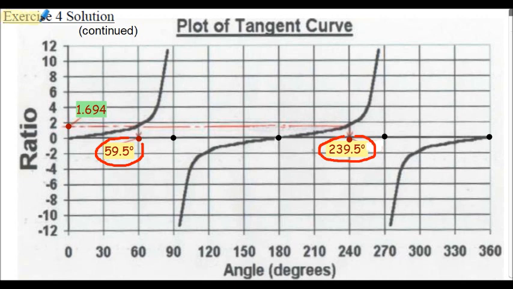Here's exercise 4, solution continued. This shows the plot of the tangent curve, and it shows for our ratio of 1.694, we can find our two solutions, one here and one here. Again, these solutions can be found using the ASTC diagram we outlined previously.